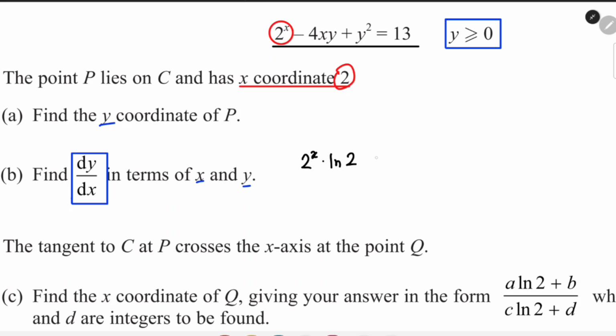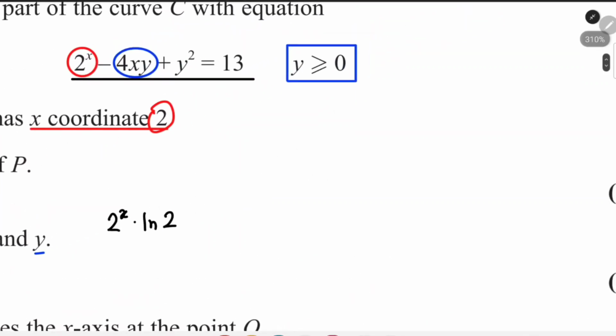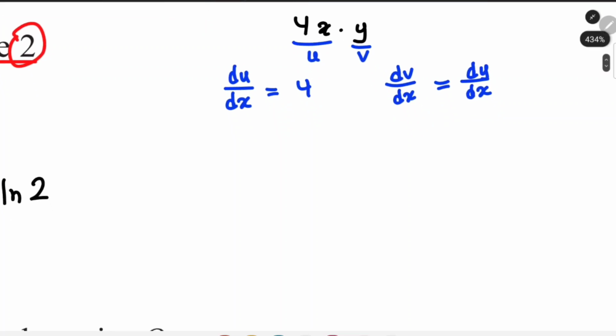Now for the next term, if we differentiate 4xy, we can use the product rule over here. So 4x times y. This is u, this is v. du/dx is equal to 4, whereas dv/dx is just equal to dy/dx. If you differentiate y with respect to x, you get dy/dx. And if you differentiate 4x with respect to x, you get 4.